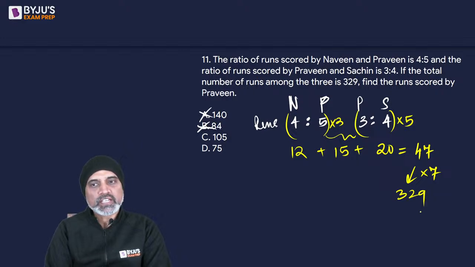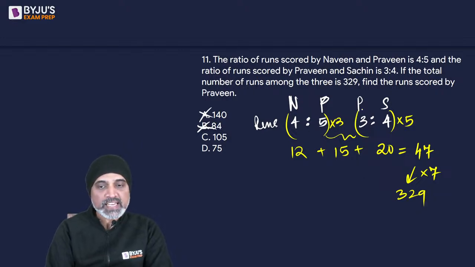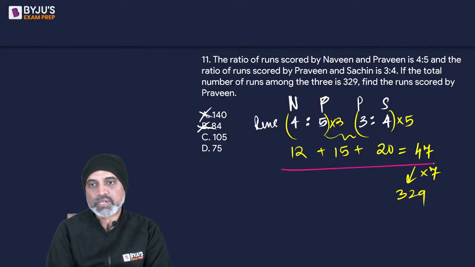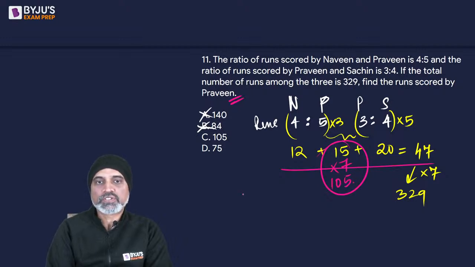280 plus 49 is 329. If this is 7 times, everything is supposed to be 7 times, right? Since we are asked to find the runs scored by Praveen, it's going to be 15 into 7, which will result in 105.